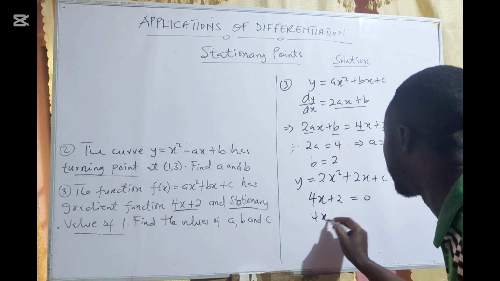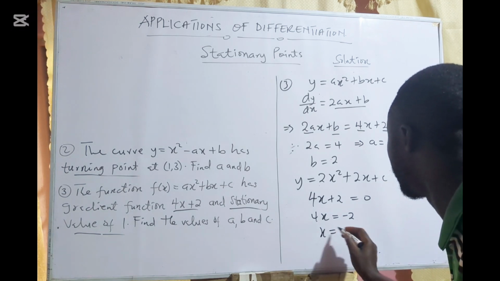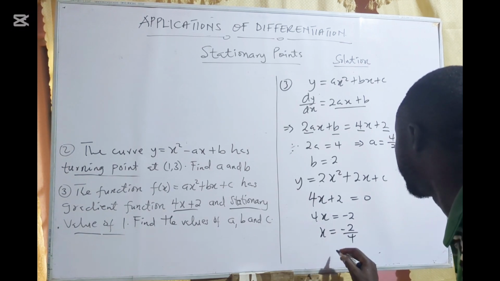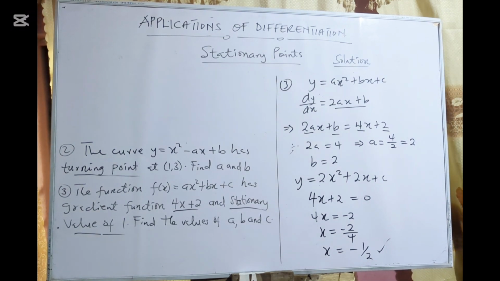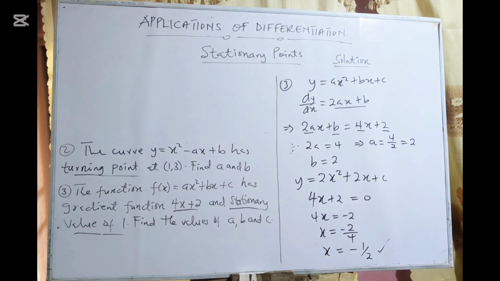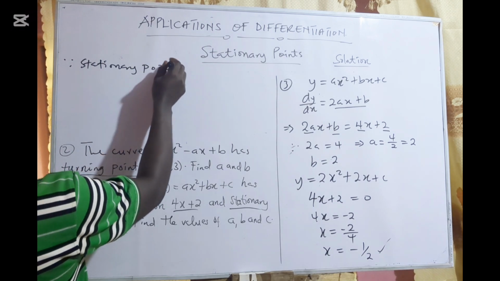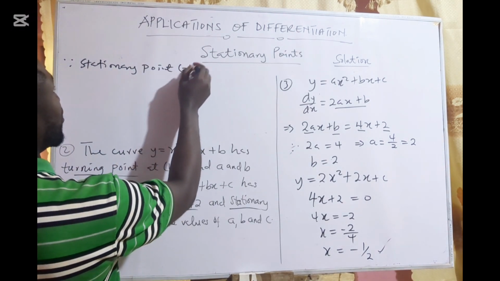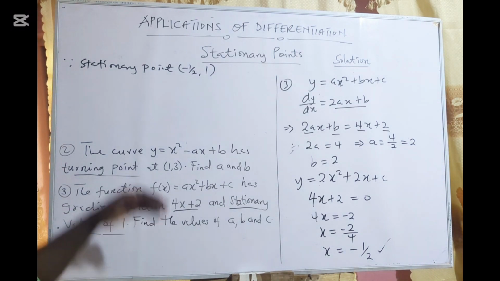So we have 4x equal to negative 2. And then my x will be equal to minus 2 on 4, which is minus 1 over 2. So at the point where the curve is at the maximum or the minimum, x is negative 1 on 2 and y is 1. Therefore, the stationary point is minus 1 over 2, 1. The stationary value, the y value where the curve is at the maximum or the minimum, is 1.